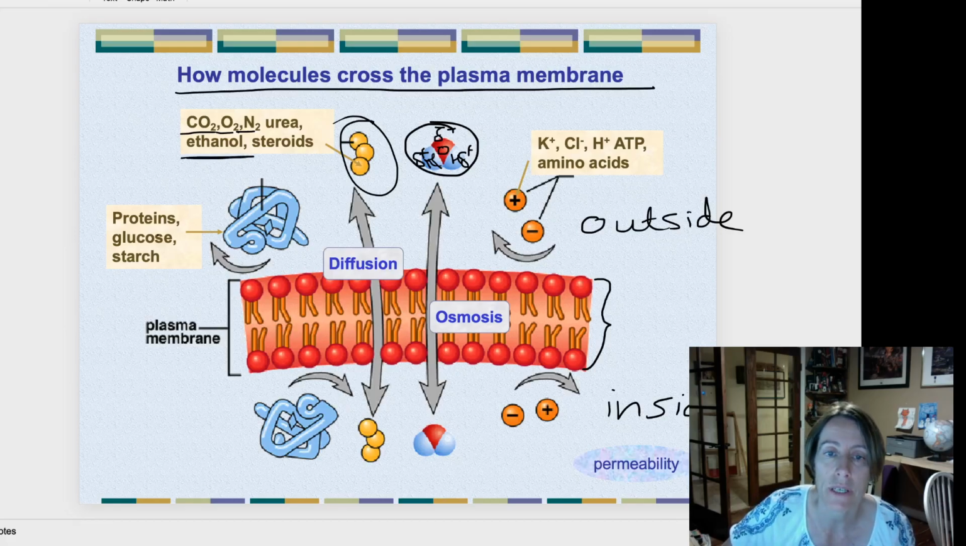Ethanol is slightly different. Ethanol has partial charges like water does, but it's also very small like water. So ethanol can also wiggle through the membrane. And then steroids. So steroids, we already know from Unit 1 that steroids are lipids. Remember, cholesterol is a form of lipid, and lipids are all hydrophobic by definition. And so because this is supposed to be cholesterol, right? Or maybe it's testosterone, who knows?